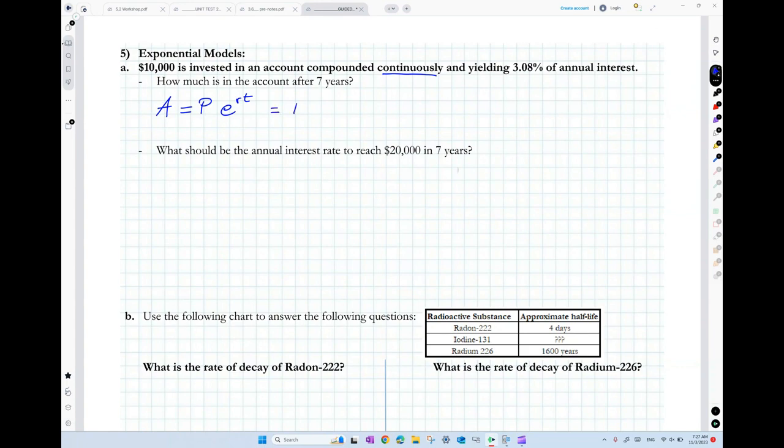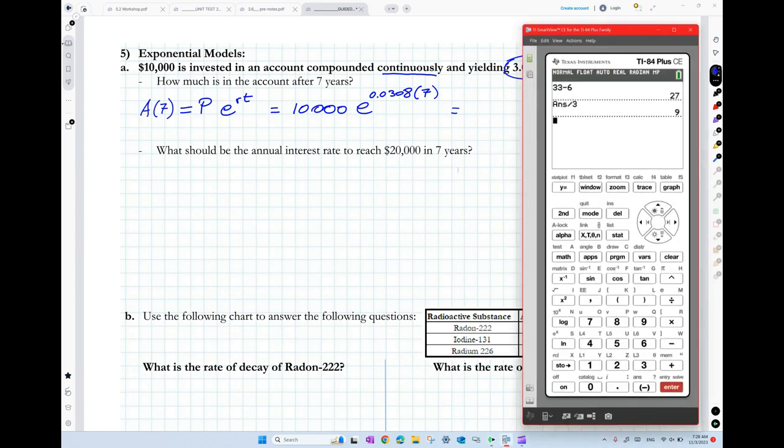So $10,000 is invested. The rate is 3.08%, which means that the one I'm going to use is 0.0308 after 7 years. Now, remember, personally, I like to use that as a function, so I will put A of 7, and then you just type that in your calculator.